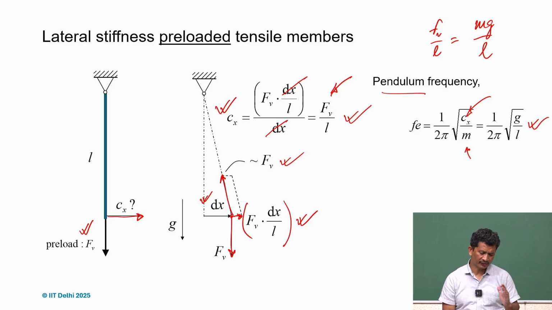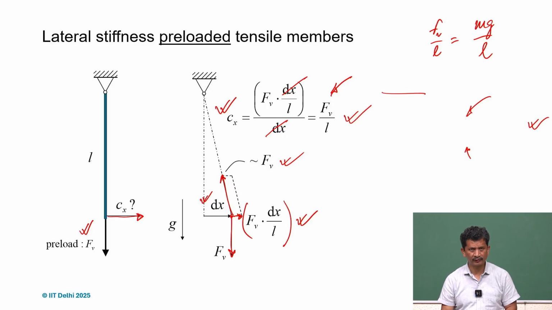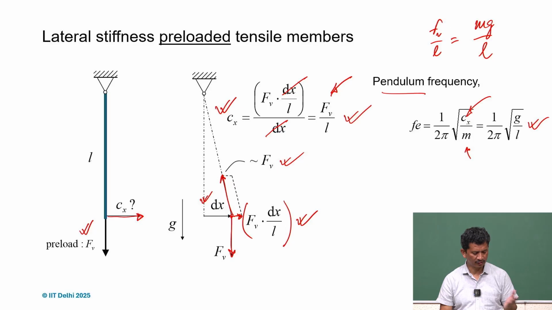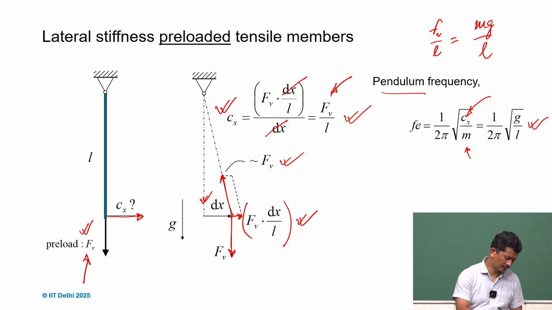What if it's a compressive load? If it's compressive, then the direction will change. So it will be negative, as we saw in the previous case, the pendulum and the inverse pendulum. Likewise here, if we just reverse the direction of this force, so that the direction is changed, yes, here we will get negative stiffness.